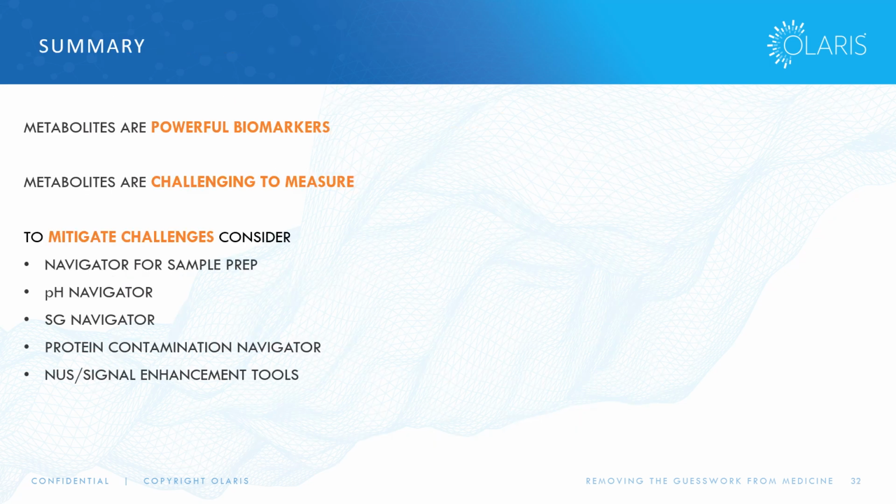So what we've seen today is why metabolites are so powerful as biomarkers, but how they are also challenging to measure. And I talked to you a little bit of how you can mitigate these challenges. So you can use a navigator for sample prep. You can use a pH navigator, a specific gravity navigator. We're also doing some work on a protein contamination navigator, but I didn't have time for that today. You can use NUS and signal enhancement tools to improve your signal to noise, your limit of detection, and enable lower variation in your samples.